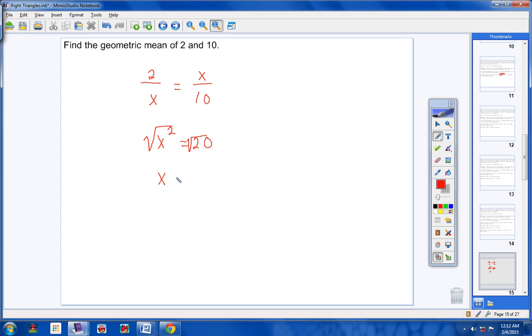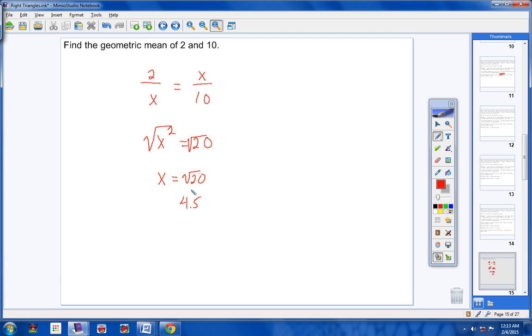The square root of 20, we're just going to leave it the square root of 20, okay? And if you type that into your calculator, you would get 4.5 rounded. Now, you're probably saying, Mr. Arrow, you messed up. You forgot to put plus minus. No, whenever you're dealing with geometric mean, you take the positive number only. So you could say the geometric mean of 2 and 10 is the square root of 20, or 4.5.